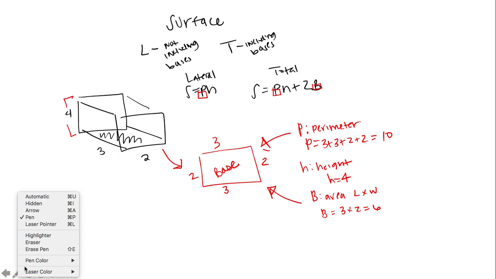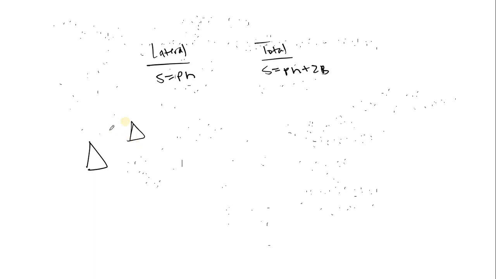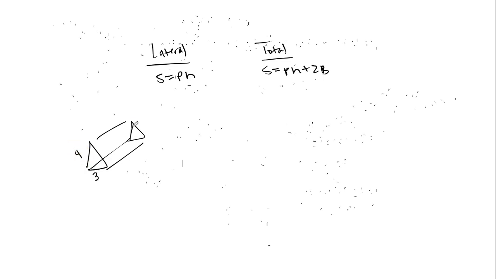Now quickly, last thing, let's look at a triangular prism. Okay, same formula: lateral would be S equals PH, total would be S equals PH plus 2B. The big thing here is understanding what the base is. The base on a triangular prism is the triangle.